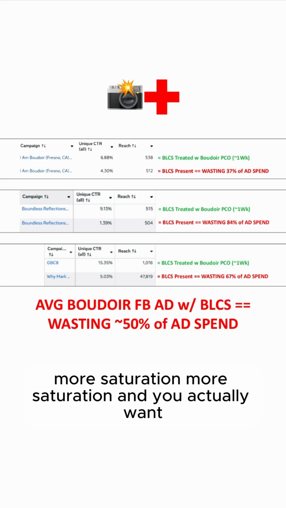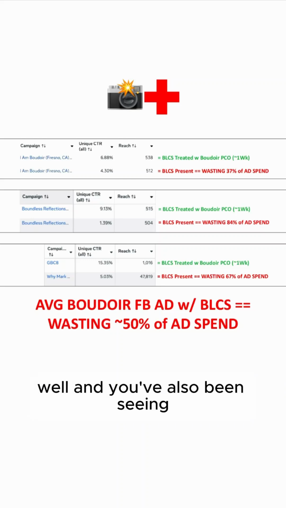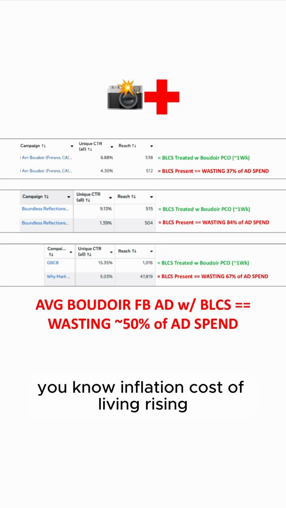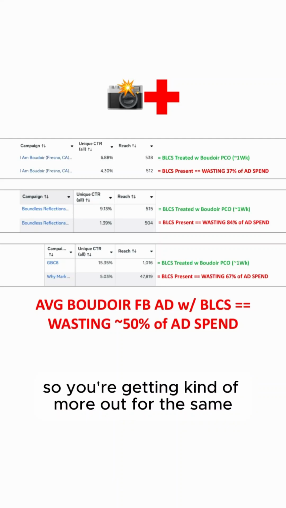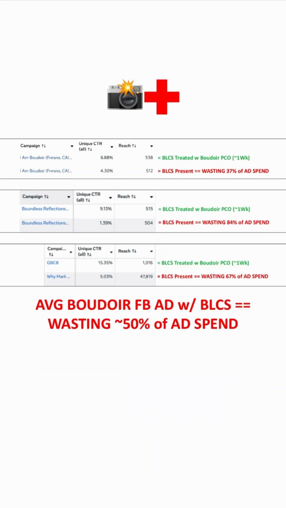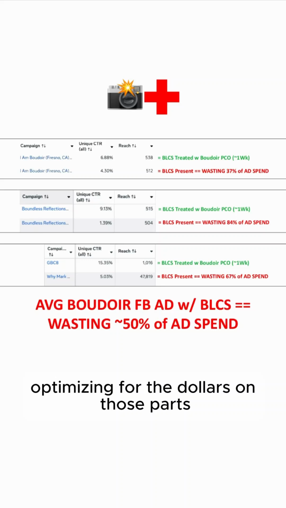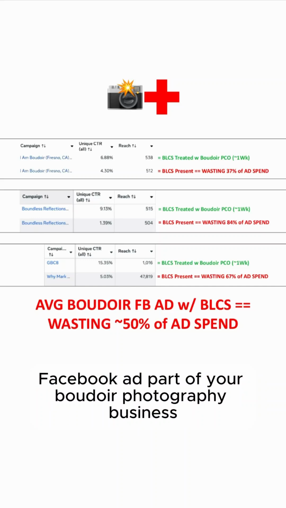And you've also been seeing inflation, cost of living rising. So you've already decided you're taking profits and optimizing the other parts of your business. So you're getting more output for the same inputs, being more efficient. You've already done that with other parts of your business, optimizing for the dollars on those parts. And now you've decided you want to do it on the Facebook ad part of your boudoir photography business.